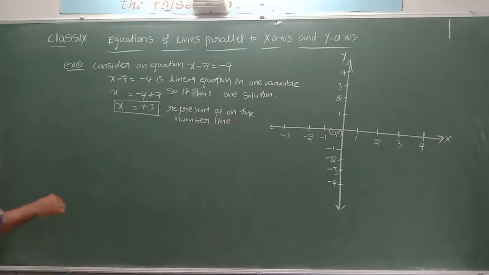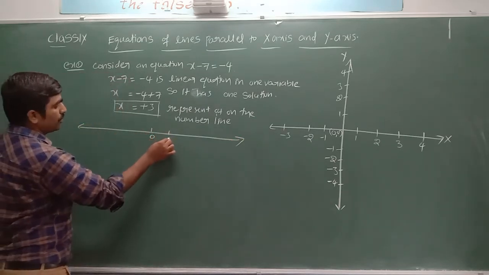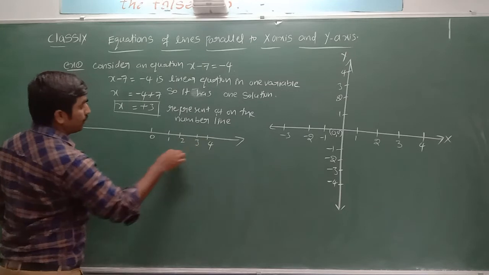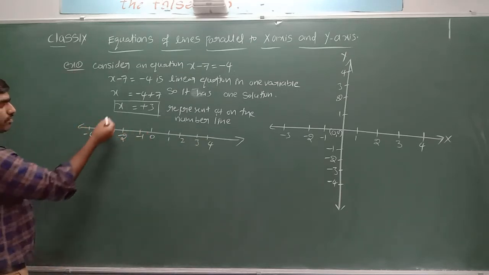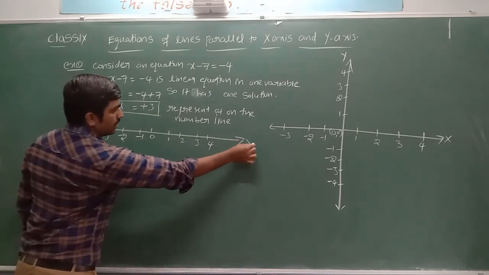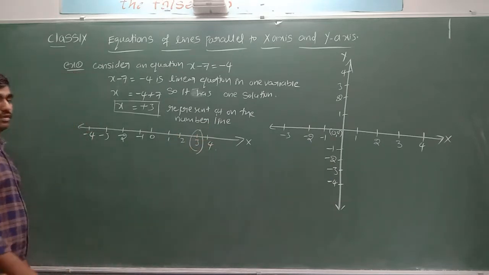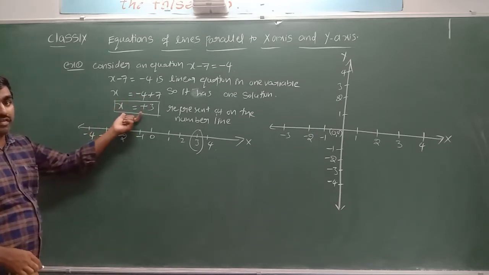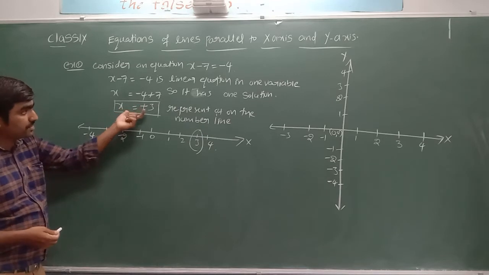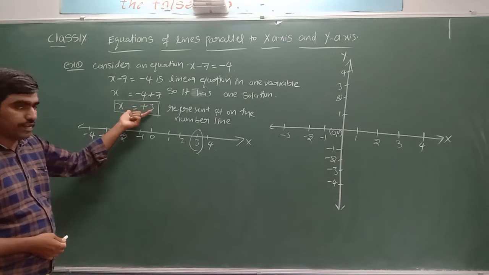How can we represent it on the number line? We'll take the number line. Write the integers 0, 1, 2, 3, 4, and here we can take minus 1, minus 2, minus 3, minus 4. Where can we see x equal to 3? It is the horizontal x-axis. Here I can see x is equal to 3. Now suppose I want to treat this as an equation in two variables. If I want to express this as a linear equation in two variables, see, it is a linear equation in one variable.